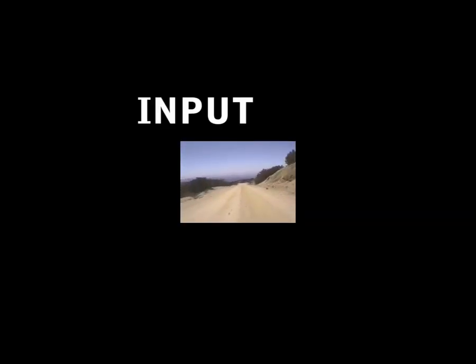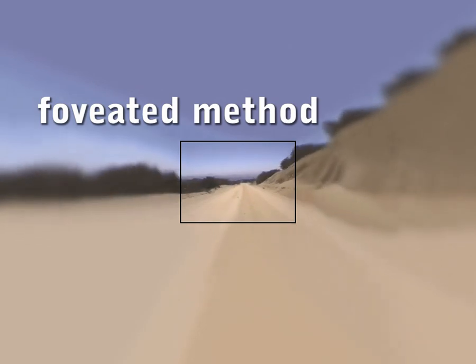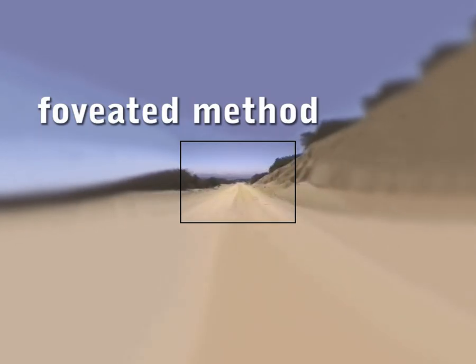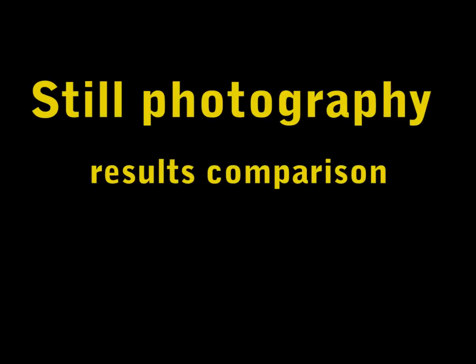This example demonstrates a failure case where the periphery exhibits distracting motion. Here, a completion engine that incorporates camera motion analysis may help. Foveated extrapolation can also be applied to still photography.